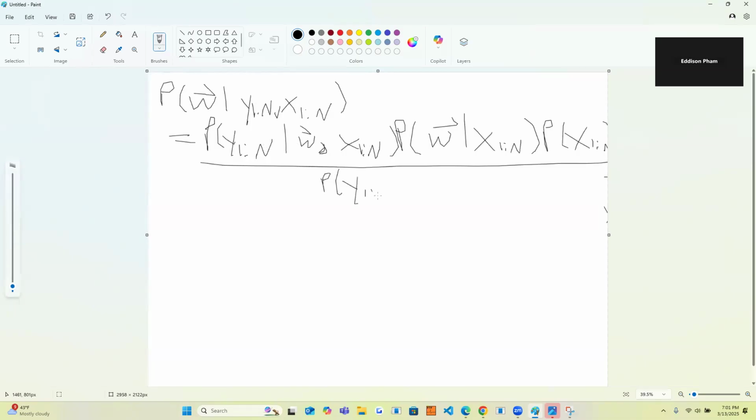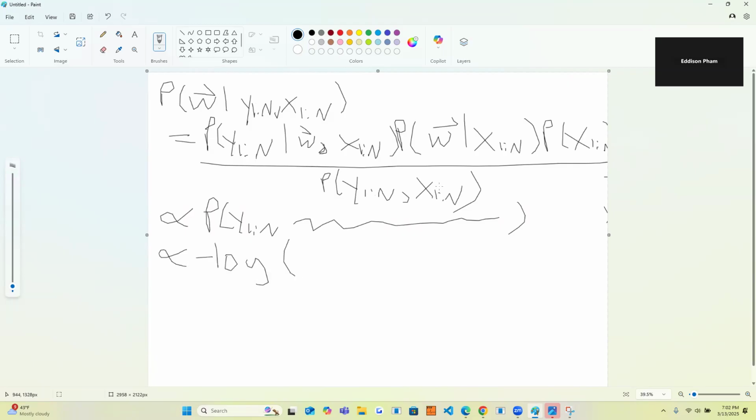Then the denominator, you can apply the same thing. It's the full distribution. But then this denominator is the evidence term, so you can omit that. You just get the numerator up here. If you take the negative log of that, this is proportional to optimizing the negative log of whatever this is. Also, this term is constant with respect to W, so this term disappears when you put everything inside of this bracket right here.